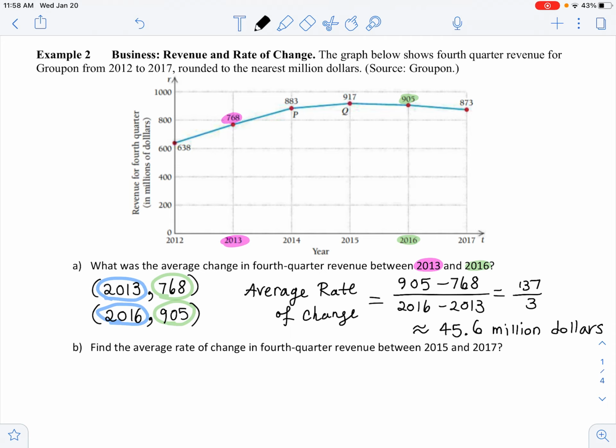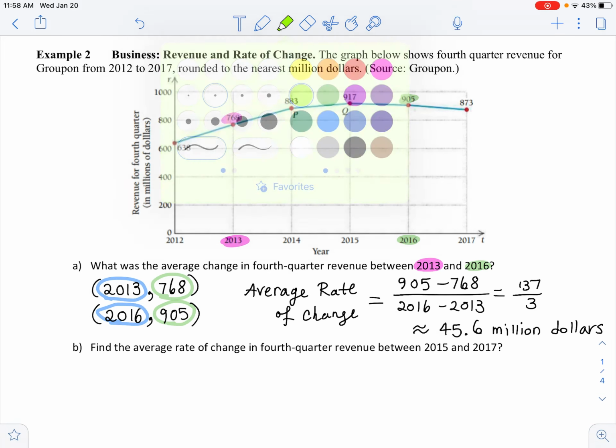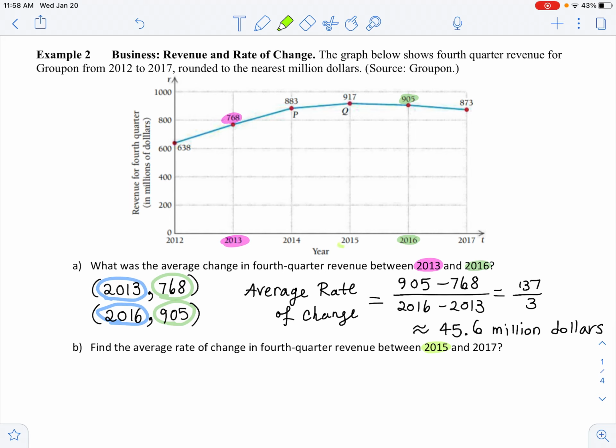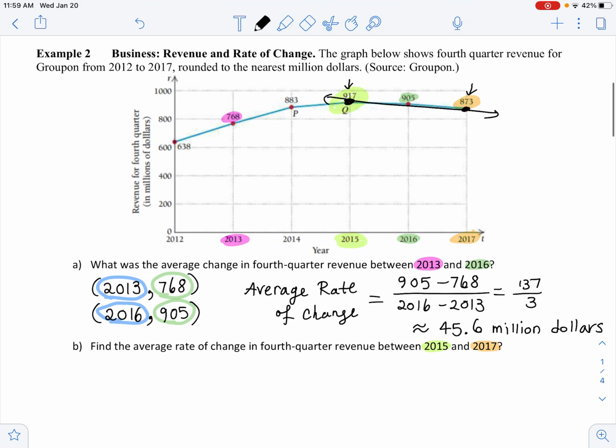Okay, average rate of change in fourth quarter revenue between, now what are they asking this time? 2015, which is right here, and the number that I need to use is 917, and 2017. The y value is 873. If I draw a straight line from this point to that point, the line will go down from left to right because 917 decreased to 873. So we're expecting to get a negative average rate of change.